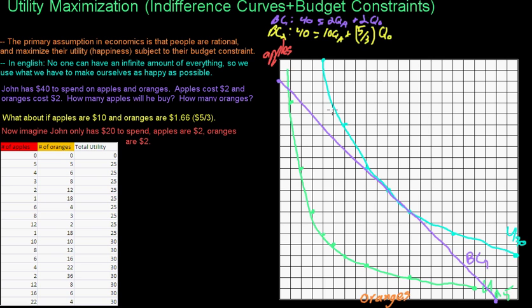For the apples, if we buy no oranges, he will have $40 to spend on apples, which will mean that he will have 4 apples. So we'll go 1, 2, 3, 4. That's just putting in a 0 for the quantity of oranges and solving for the quantity of apples. And then if we put in a 0 for the quantity of apples, we will multiply by 3. So 40 times 3 is 120.